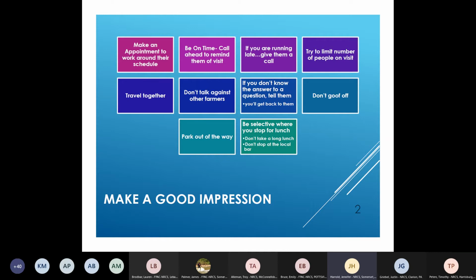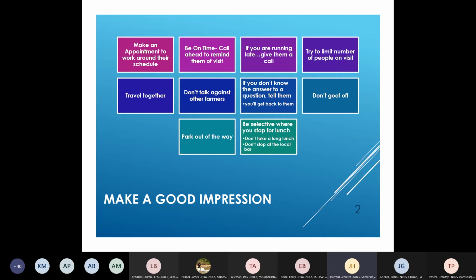Don't talk against other farmers. If you're running late, give them a call. And you can't overwhelm them, especially with an inventory and evaluation, the I&E, the engineering trip report trip. Sometimes if you have too many people, it is overwhelming. Sometimes you can see those farmers' heads spinning once we give them a bunch of ideas.